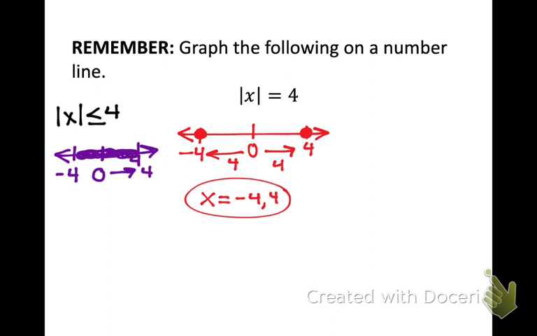I'm going to use parentheses or square brackets? Square brackets. Good. So if I had to put that in interval notation, what would that look like? Square bracket, negative 4, comma, 4, square bracket.